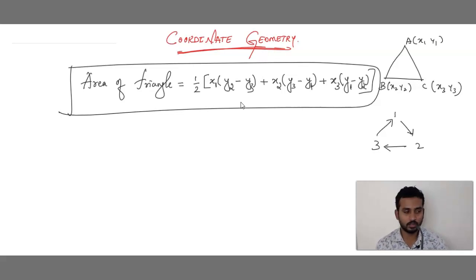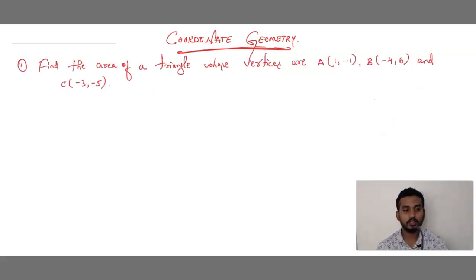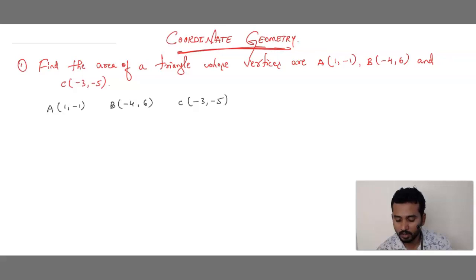Now let's start solving the problems based on area of triangle. Take the first question. Here the first question is, find the area of a triangle whose vertices are A(1, -1), B(-4, 6) and C(-3, -5). Now what we will do here, first we write the data. What is the data? A is (1, -1), correct? And B is (-4, 6) and then C is (-3, -5).